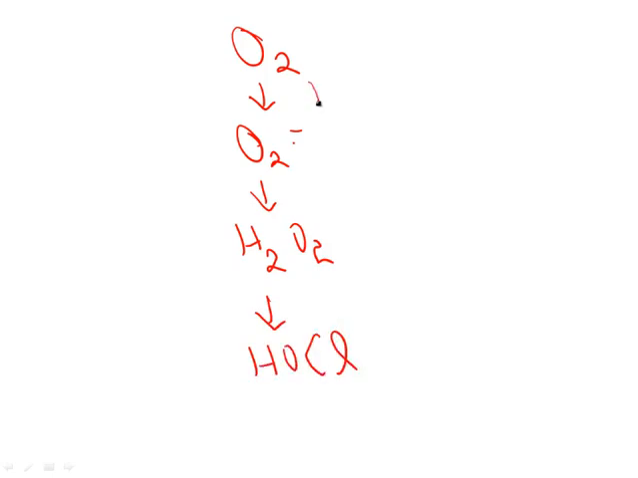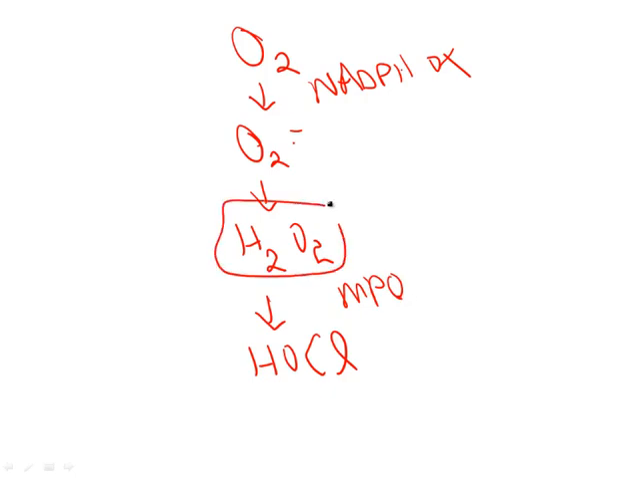And this was mediated by NADPH oxidase, and this was mediated by myeloperoxidase. Now, I just want to remind you that when you think about this reaction, what's really happening is that we're eventually generating hydrogen peroxide, and hydrogen peroxide is going to be converted to bleach. There are really two ways by which we can get hydrogen peroxide to convert it to bleach.